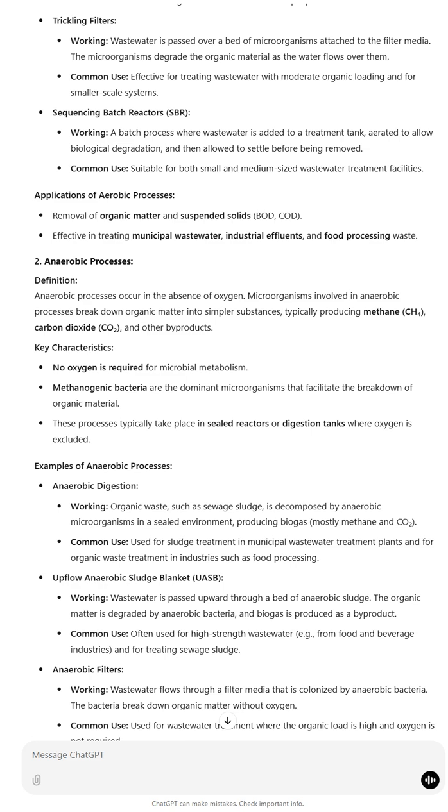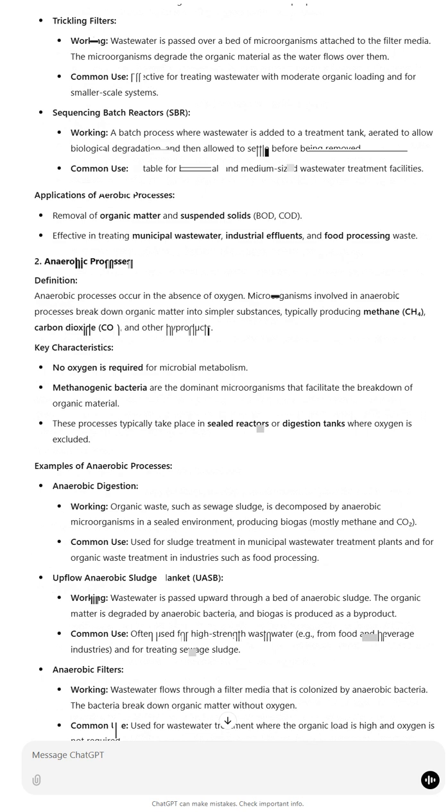Number 2, anaerobic processes. Definition. Anaerobic processes occur in the absence of oxygen. Microorganisms involved in anaerobic processes break down organic matter into simpler substances, typically producing methane, CH4, carbon dioxide, CO2, and other byproducts. Key characteristics. No oxygen is required for microbial metabolism. Methanogenic bacteria are the dominant microorganisms that facilitate the breakdown of organic material. These processes typically take place in sealed reactors or digestion tanks where oxygen is excluded.